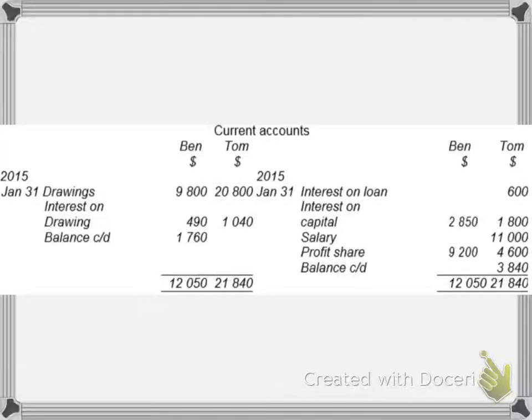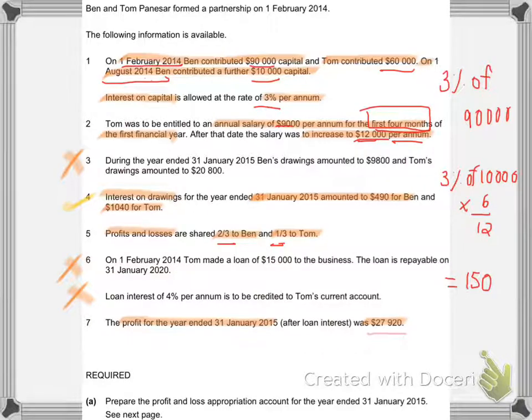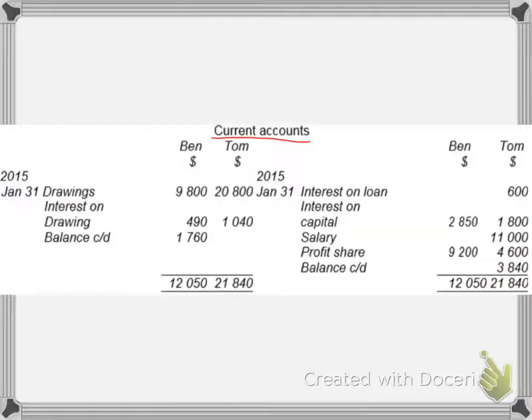Now let's see how to make a current account. So we know in a current account, the debit side will have to have drawings, interest on drawings, losses, and the credit side needs to have interest on loan, interest on capital, salary, and the profit share. Now they've asked the current account for Ben and Tom. Let's try to do the debit side first. So we have the drawings. So drawings for Ben is 9,800 and for Tom it is 2,800. So we record that here.